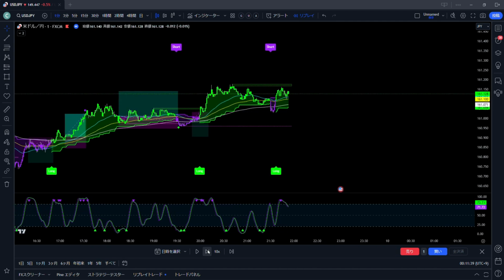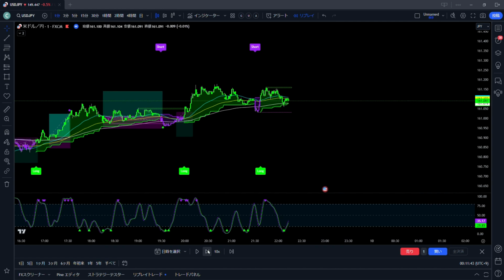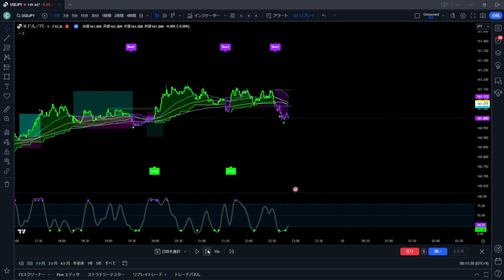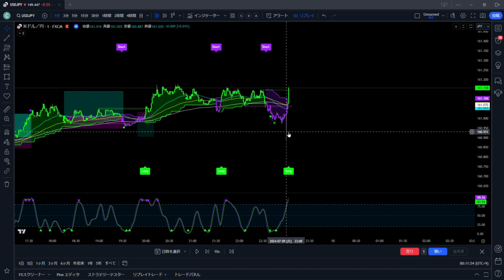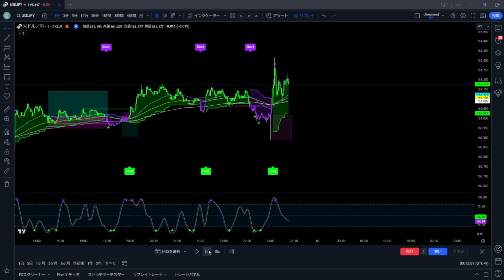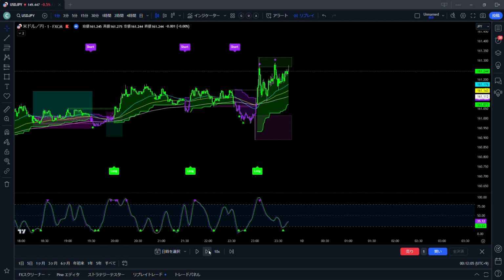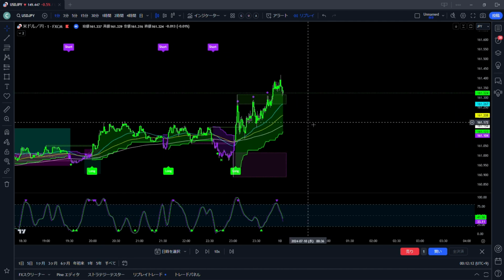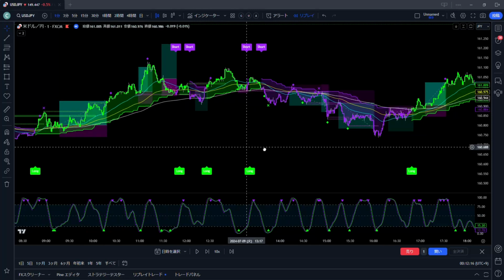As we wrap up this video, I hope you've gained valuable insights into how this indicator setup can be used effectively in real-time trading scenarios. Remember, consistency and discipline in following your trading plans are key to long-term success. Keep practicing, stay alert, and never stop learning.